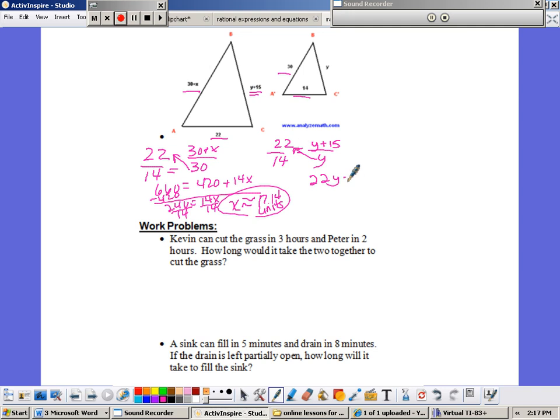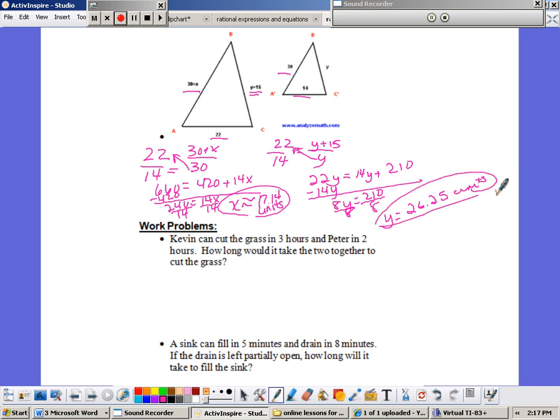22y, cross multiply, is equal to 14y plus 15 times 14, 210. Subtract my 14y. 8y equals 210. Divide by 8. Y is equal to 26.25 units. So that's how you handle similar triangles.